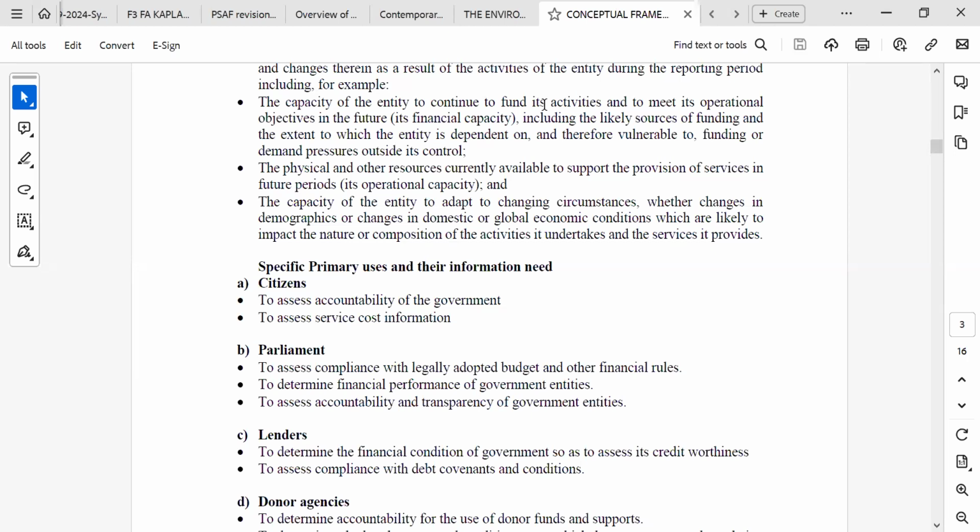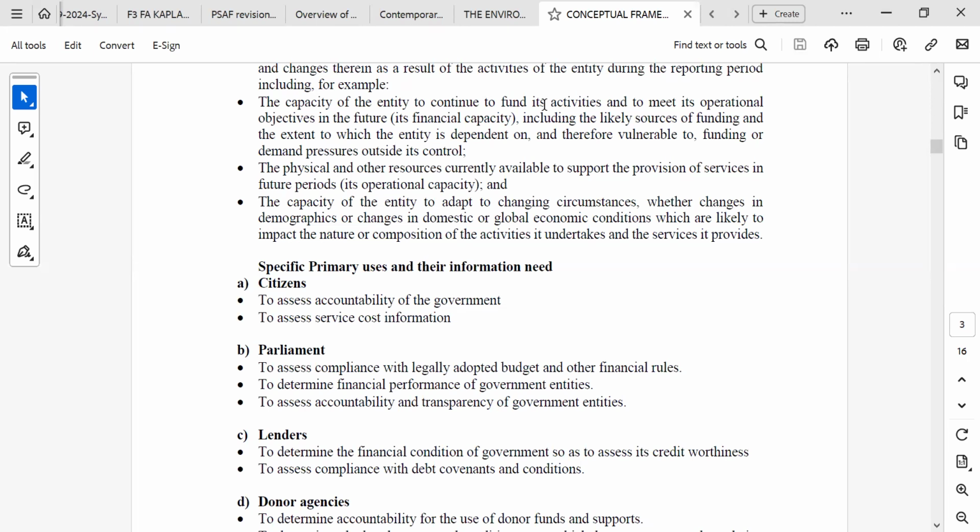The second one is also to determine the financial performance of government entities. So the Auditor General is going to submit a report to them. And what is the report? The report will include audited financial statements. So they are going to have the audit opinion together with the financial statements. They will look at the report and the financial statements. Then they will see how the entity has performed. So they will also measure the financial performance of government entities.